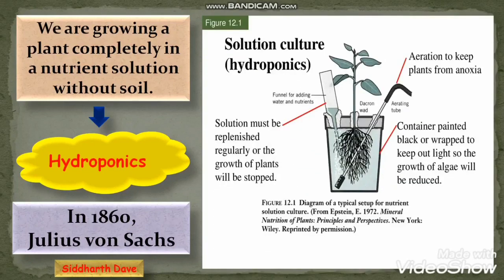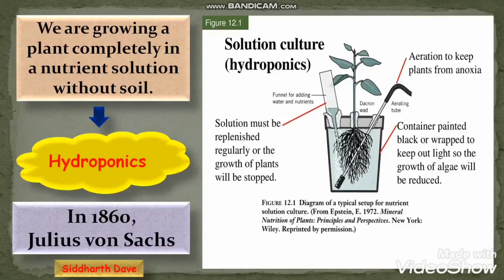Now see in this figure, on the left side you can see that funnel for adding the water and nutrients. In this funnel the solution must be replenished regularly. मतलब कि solution को आपको replace करना पड़ेगा regular basis पे, otherwise what happens, the growth of the plants will be stopped. With the help of aerating tube you have to provide the aeration, otherwise plants will die due to the anoxia, मतलब कि ऑक्सीजन की deficiency से.